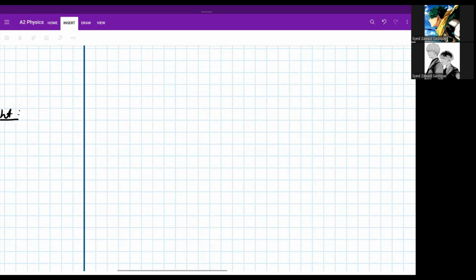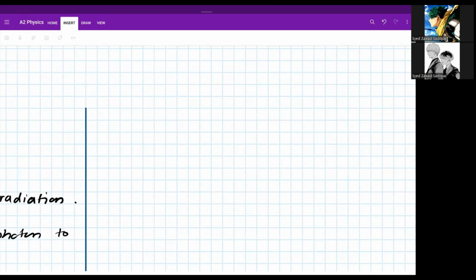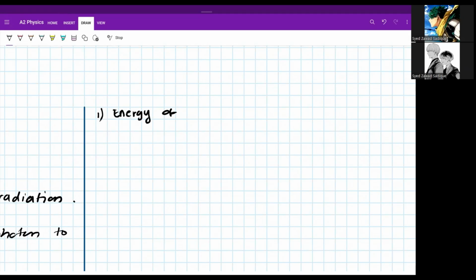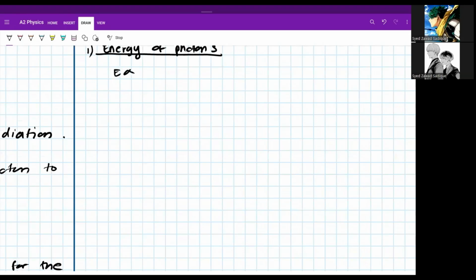Now let's delve into the concepts of quantum physics. The main thing that we deal with in quantum physics is photons. So our first concept is energy of photons. What's the energy of a photon? Energy of a photon is proportional to frequency. So we can say E equals hf, where h is a constant.